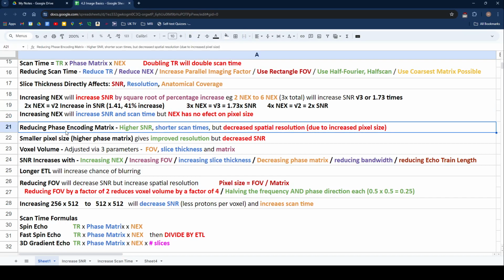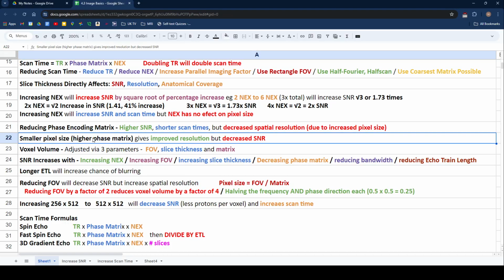If you reduce your phase encoding matrix, you're going to get a higher signal to noise and shorter scan time, but you're going to get decreased spatial resolution due to an increased pixel size. Smaller pixel size, i.e. a higher phase matrix, gives improved resolution because of smaller pixels, but decreased signal to noise. Voxel volume is adjusted by 3 parameters: field of view, slice thickness, and matrix.